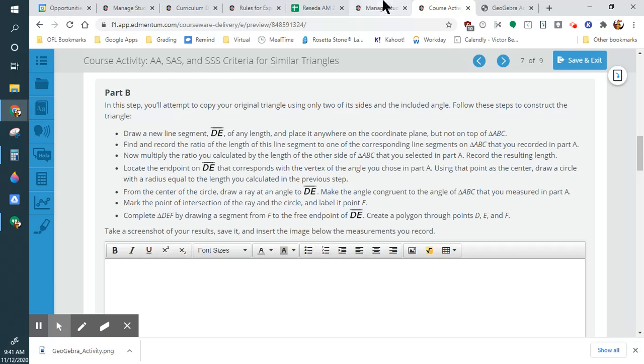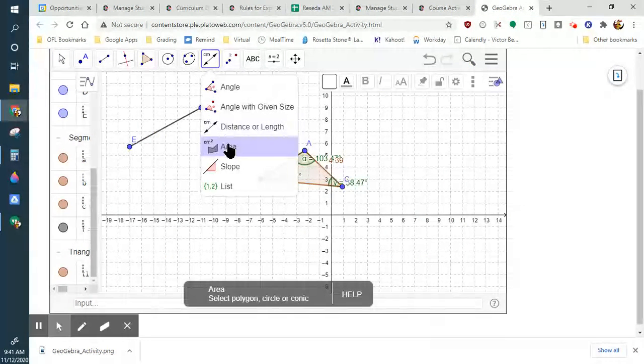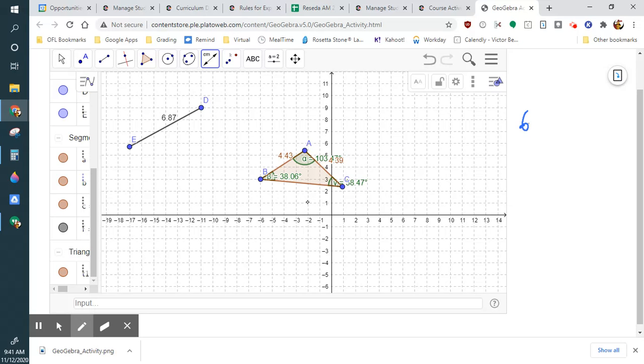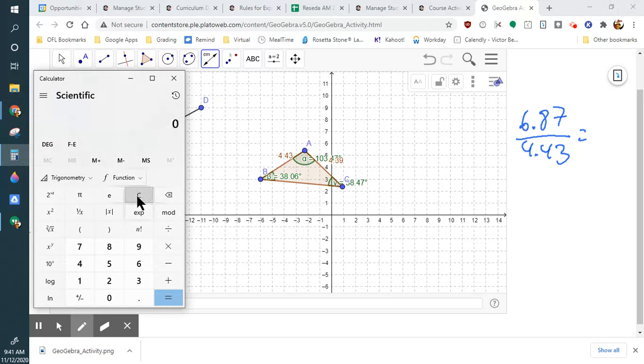Now multiply the ratio. So this is telling you to do new over old again. So you're going to take the measurement here, go here, and then you're going to go new over old. So you're going to do 6.87 over, if we're doing DE, we're looking at AB over 4.43. I'm going to erase this. And this will give us some kind of number. I want you to go 2 decimal places because GeoGebra goes 2 decimal places. So it should be about the same round off error.